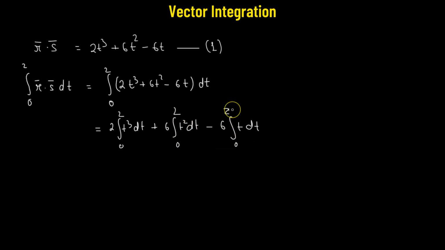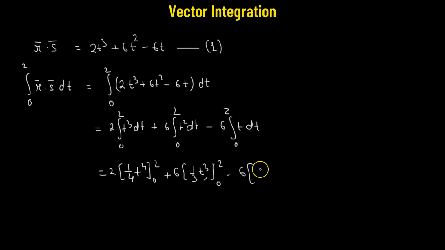So let's do that. This will be equal to 2 times the integration of t raised to the power of 3, which is 1/4 times t raised to the power of 4, from 0 to 2, plus 6 times the integration of t squared, which will be 1/3 t cubed with limits going from 0 to 2, minus 6 times the integration of t, which is half t squared with limits going from 0 to 2.